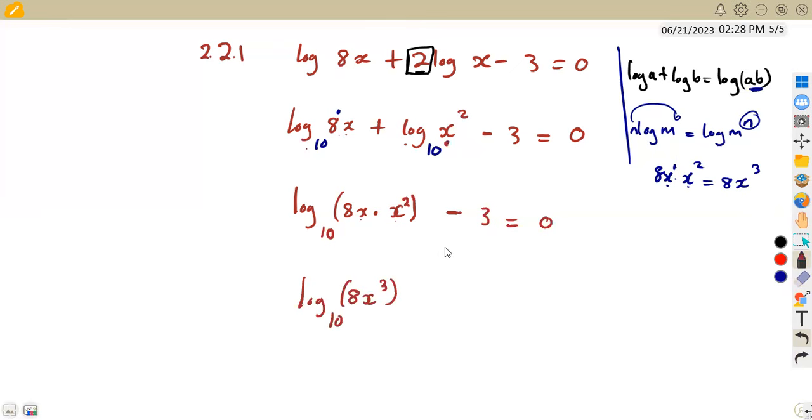Then what about the negative 3? The negative 3 has got nothing to do with our logarithm, so we can transpose it to the right-hand side so that it becomes a positive. It was a negative, so on the right-hand side it is going to be a positive. Why write it on the right-hand side? Because we can change this logarithm to an exponential equation.